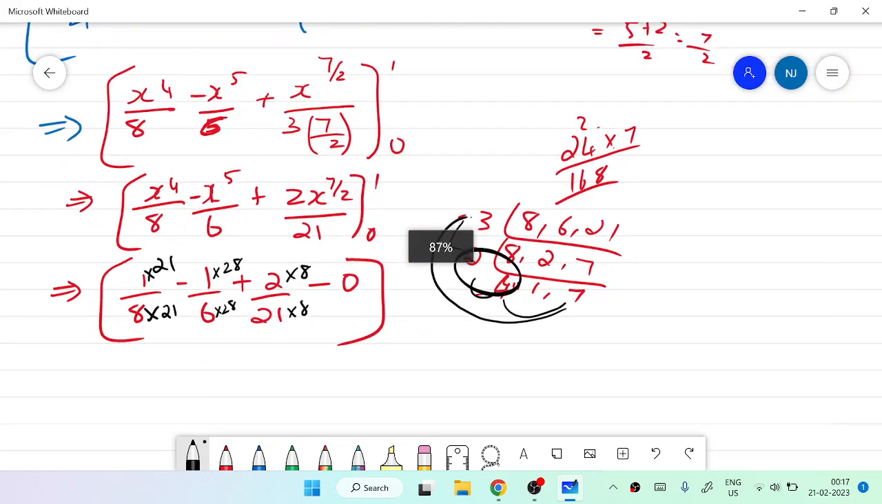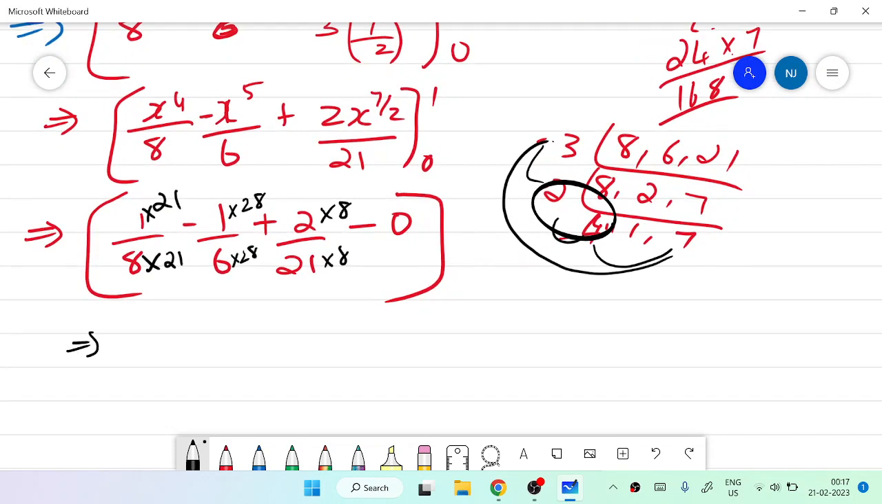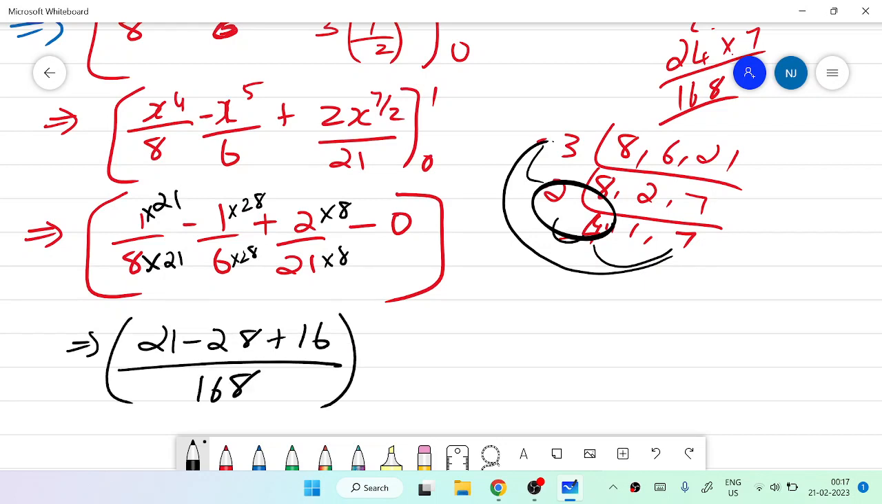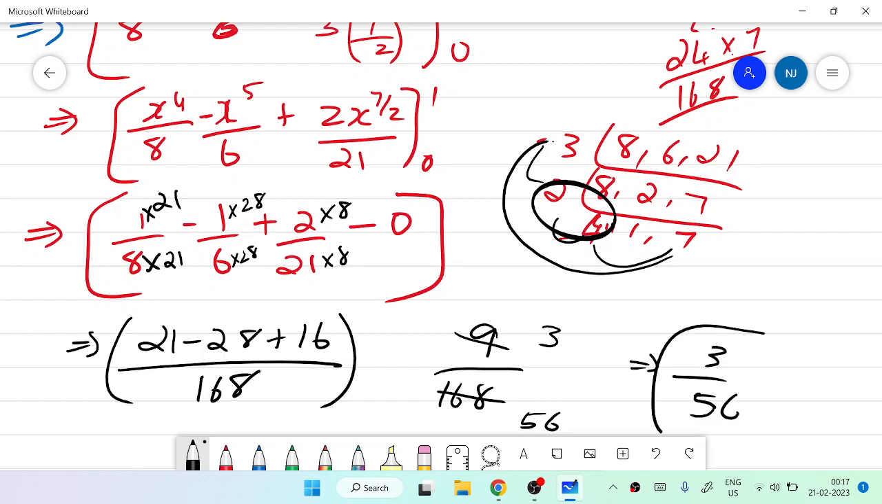Then what will happen is 21 minus 28 plus 16 divided by 168 will come. 21 minus 28 will give you minus 7. Minus 7 plus 16 will give you 9. So 9 by 168. If you cancel it by 3, 3 3s are 9, 3 56s are 168. So it's 3 by 56 is the answer.